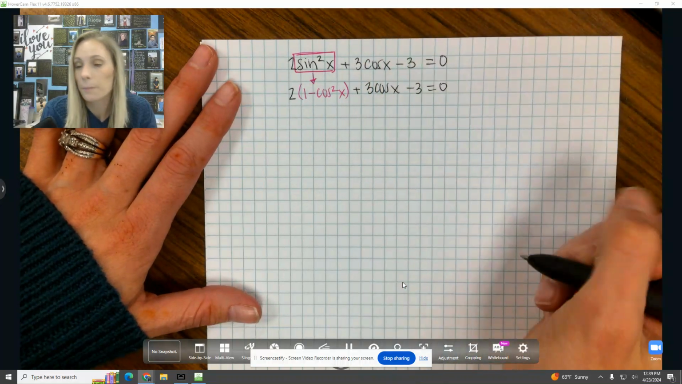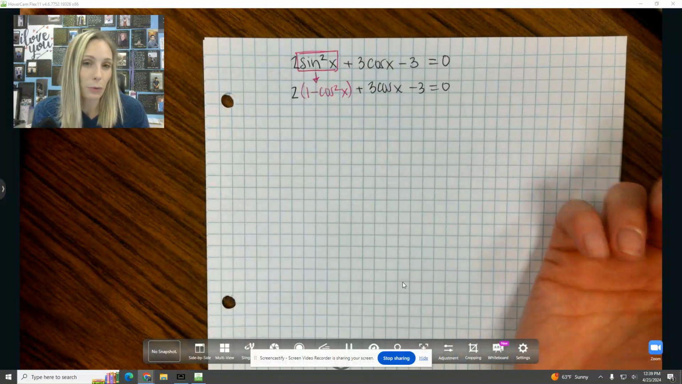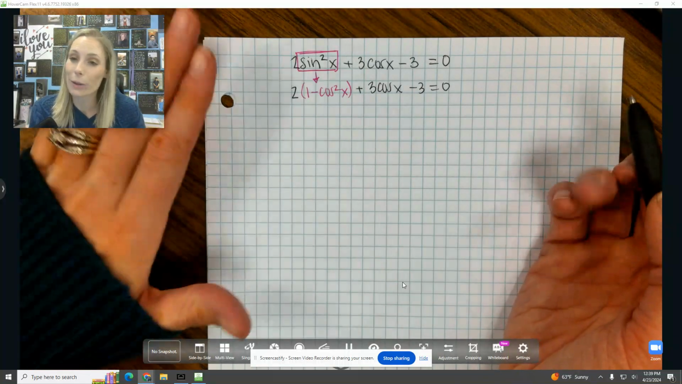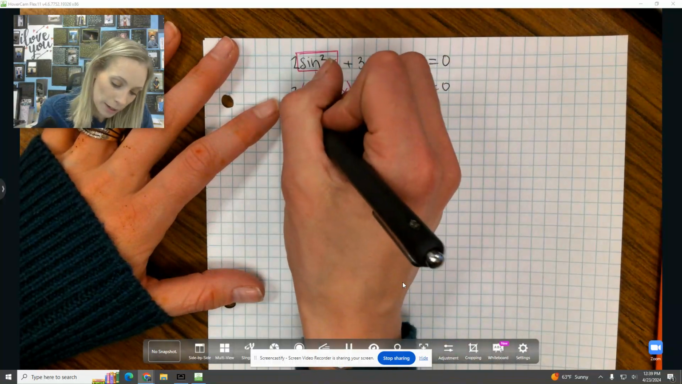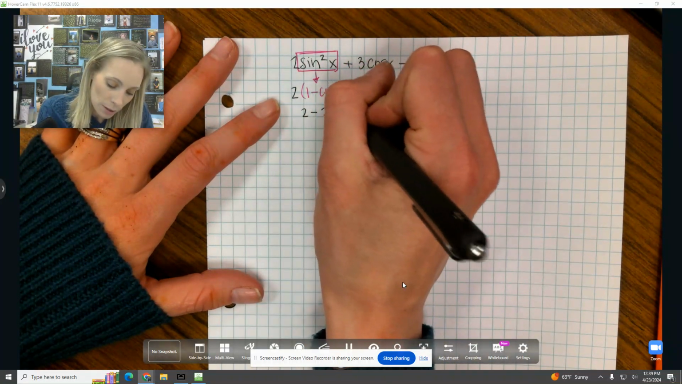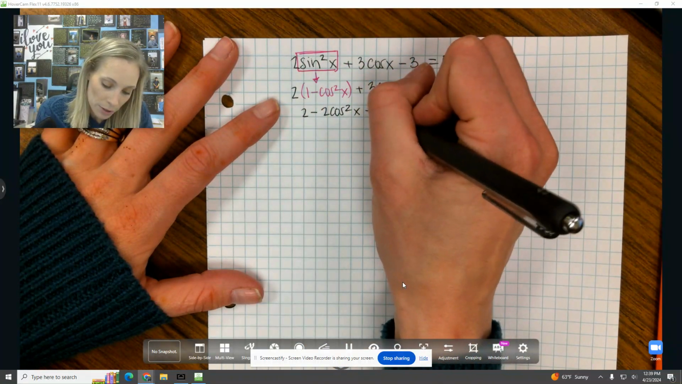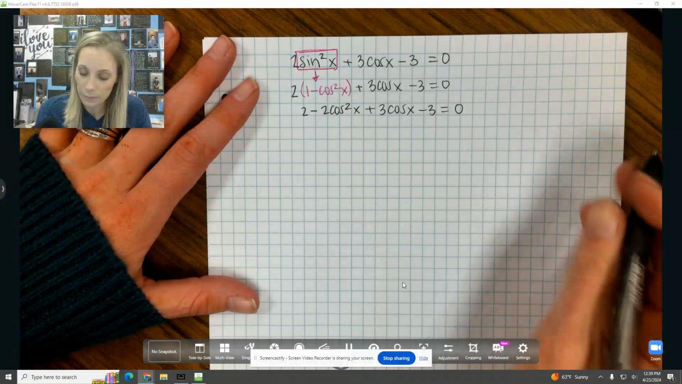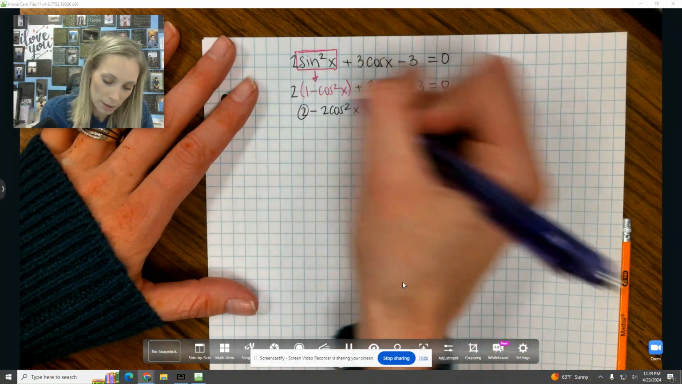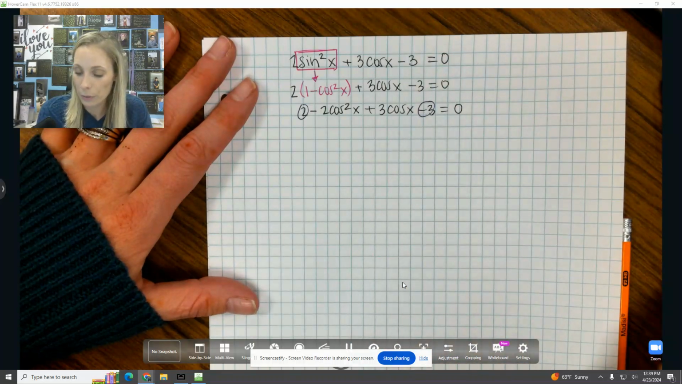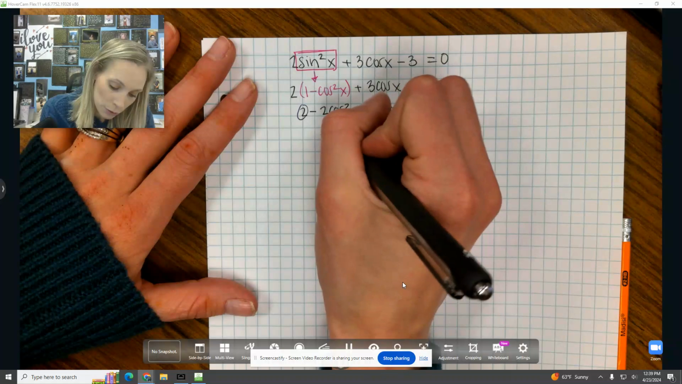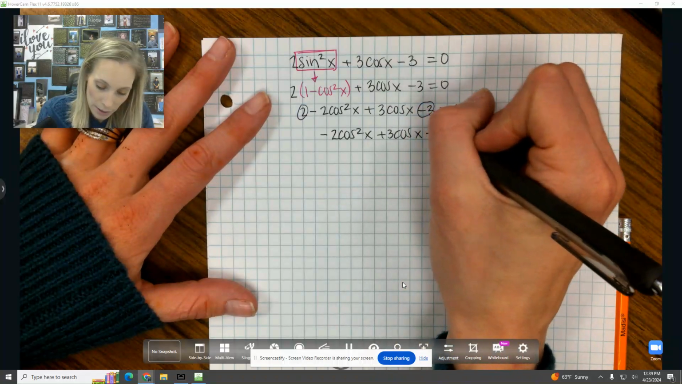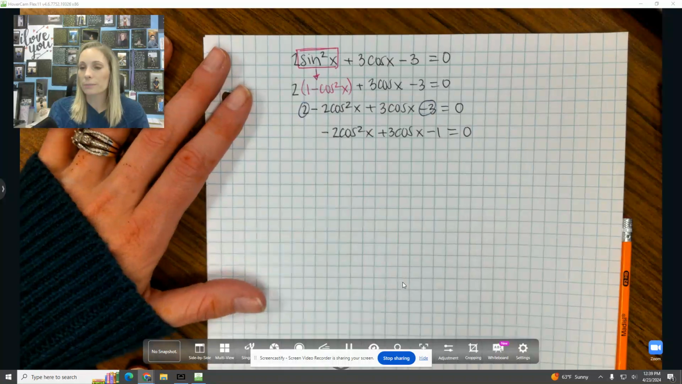minus 3 equals 0. Now I only have one type of trig function, and so life is a heck of a lot easier, but I need to go through the algebra. I'm going to distribute the 2 in, and I'm going to have 2 minus 2 cosine squared of x plus 3 cosine of x minus 3 equals 0. I'm going to combine my like terms, 2 and negative 3, and I'm going to have negative 2 cosine squared of x plus 3 cosine of x minus 1 equals 0.